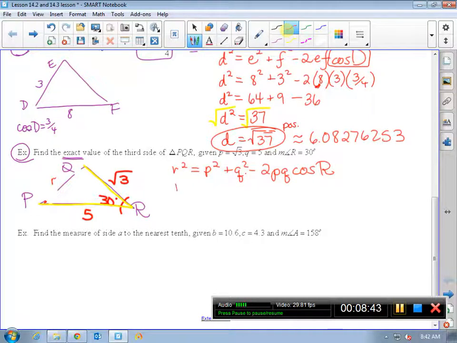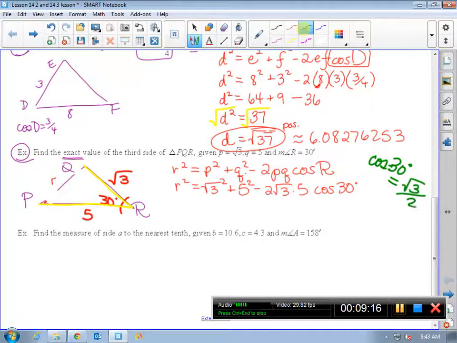Go back and substitute in what we know. We know we have the square root of 3 for side P. We're going to square it. And 5 for side Q. We're going to square it. Minus 2 times P times Q times the cosine of 30 degrees. And as a side, let's figure out what is the cosine of 30 degrees. It's a chart value, and it's equal to the square root of 3 over 2. So we'll be doing that in the next step.